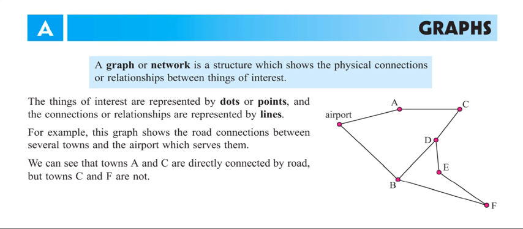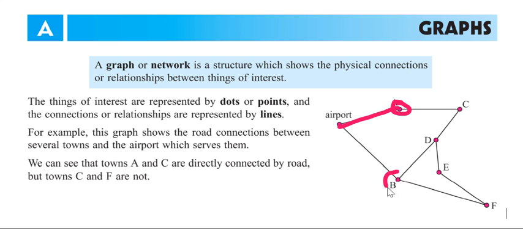So the first few key terms that I'll be discussing is dots. Dots, or points, are the areas of interest or the things of interest, whereas the lines are the connections or relationships between them. For example, the graph that we see over here shows the road connections between the several towns and the airport which serves them. You guys can see right over here that there is a link, a relationship or a connection between the airport and the town, which is called the line, and this itself is called the point.